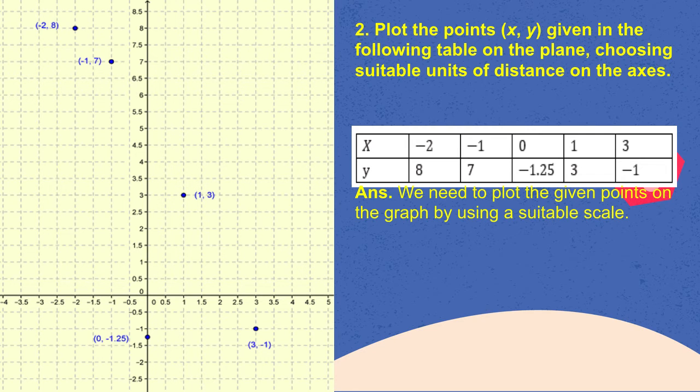So we will locate minus 2 on the x-axis. You can clearly see where this minus 2 is. Then I will locate 8 on the y-axis. So I will see 8 on the y-axis. Now the intersection of this minus 2 and 8 is giving me the required point.